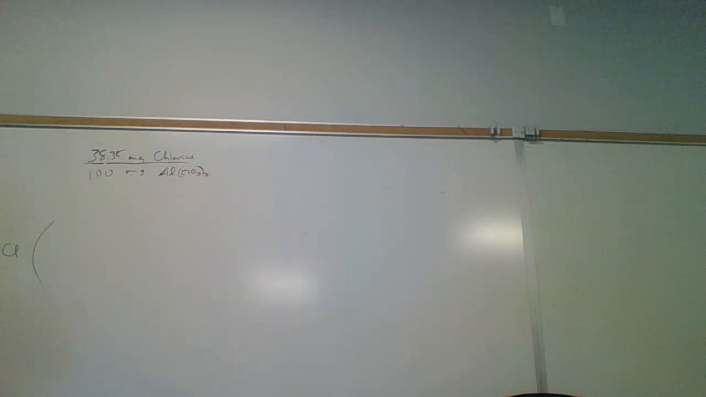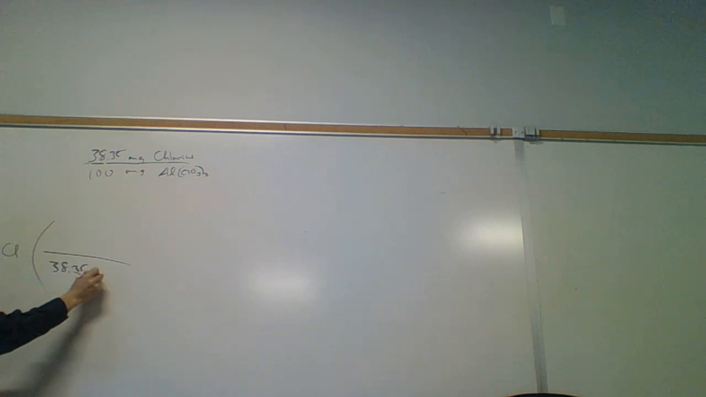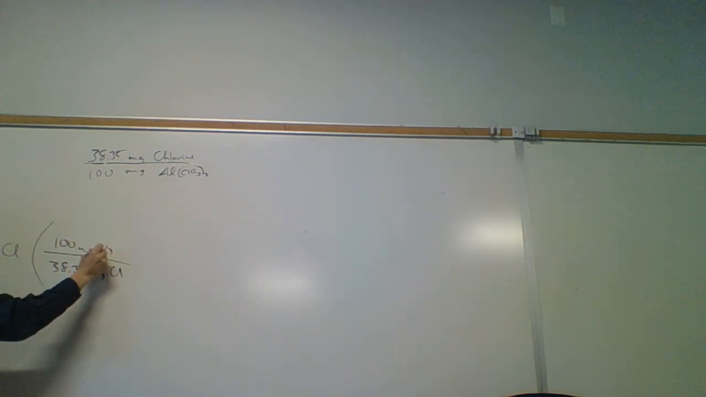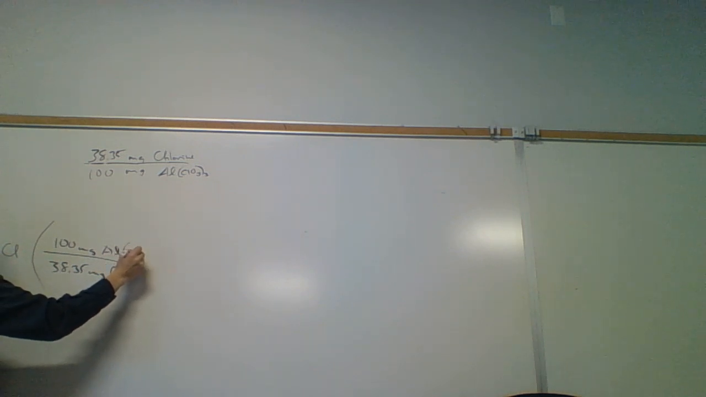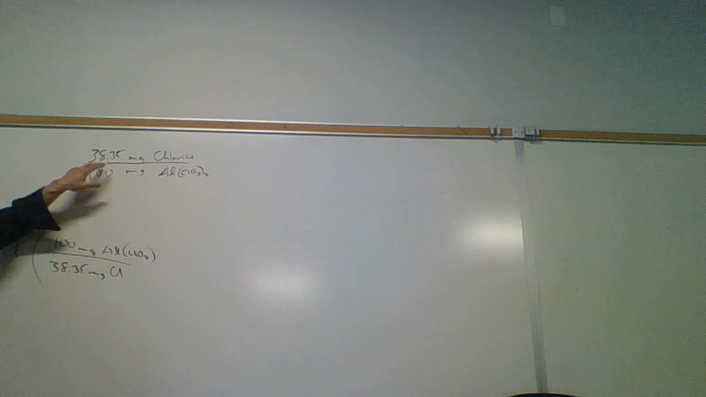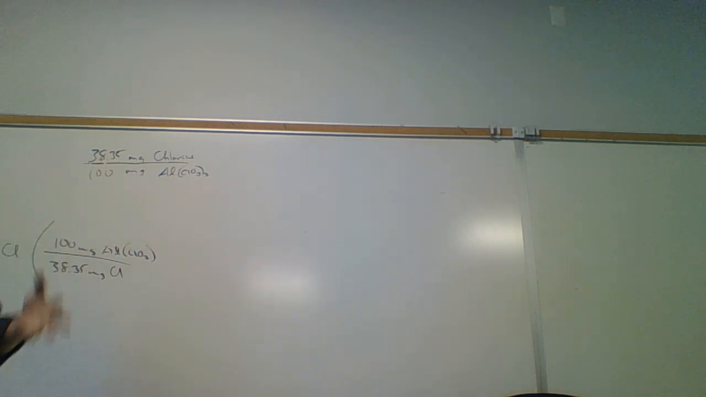And so we want 50.0 milligrams of chlorine, so we need to cancel out that chlorine. So it's going to be 38.35 milligrams of chlorine for every 100 milligrams of aluminum chlorate. This could be a chlorinating agent for a swimming pool. In this particular chlorinating agent, we have a lot of chlorine. This is 38.35% chlorine.